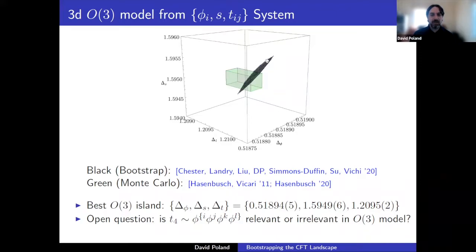which you can see, the Bootstrap island is in black, compared with results from Monte Carlo simulations. And you can see that they're beautifully compatible with each other.